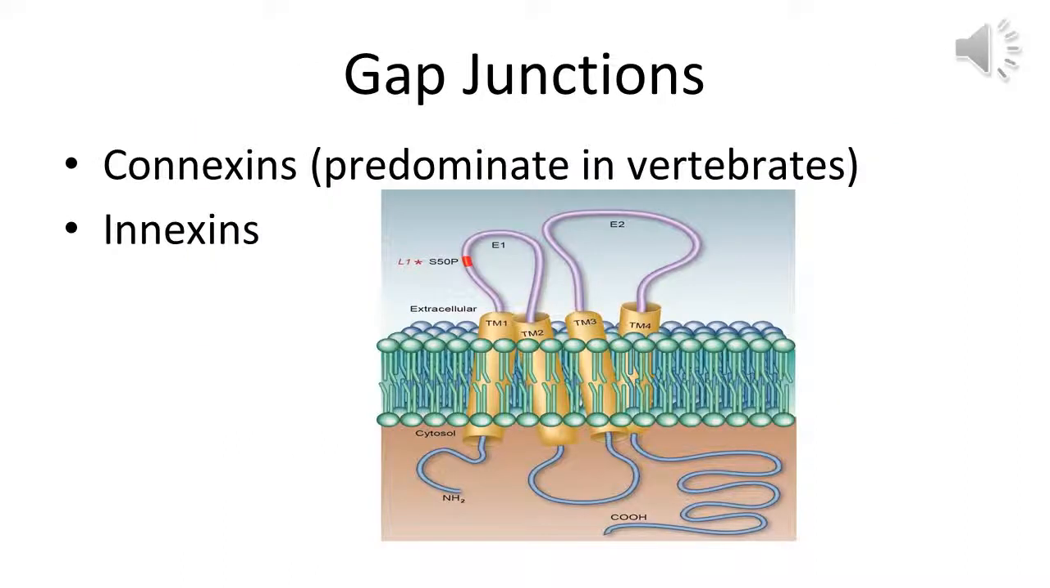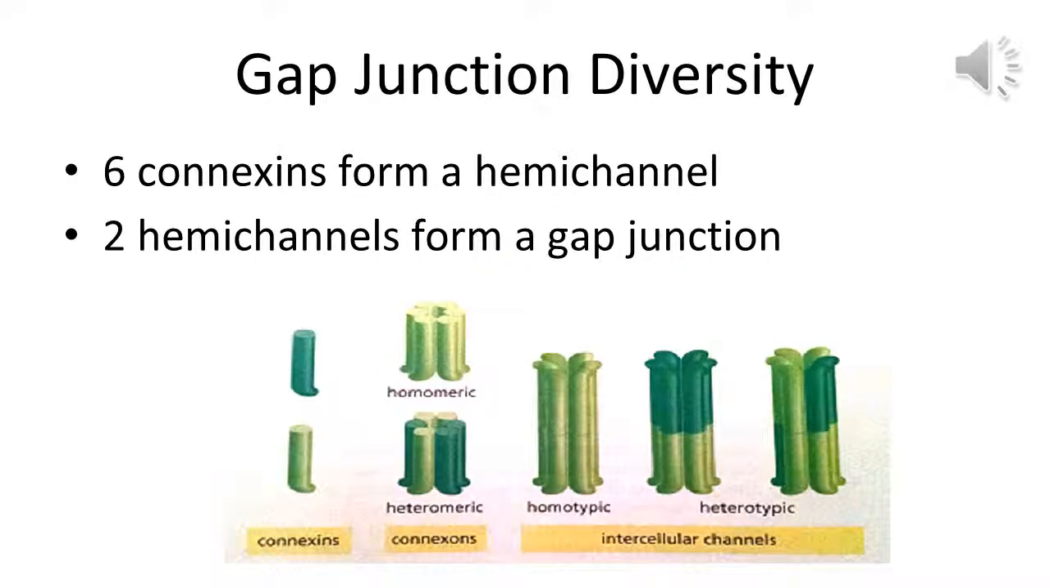The building blocks of gap junctions are connexins and innexins. In vertebrates, we predominantly find connexins, which are four-pass transmembrane proteins with a carboxyl and amino terminus in the cytoplasm, and two loops in the extracellular space. Six connexins form a hemichannel. A hemichannel can be homomeric, meaning that all six connexins are of the same type, or heteromeric, meaning the six connexin proteins are of different types.